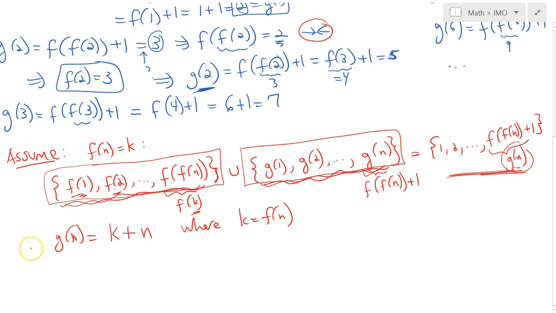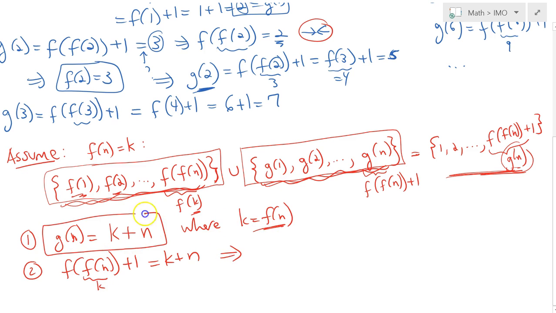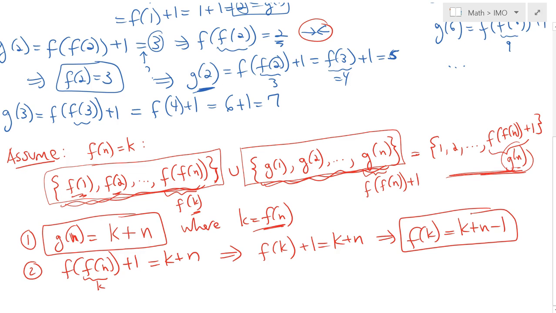So I have my first really nice formula, right? This formula is crucial for me, and this will enable me to find a new formula. So let me call it formula 2. Notice that from the first one, we get g of n is equal to k plus n. But if I replace g of n with its definition, f of n plus 1 is equal to k plus n, and replace f of n with k, this gives me my second formula. So this is the first formula, g of n is equal to k plus n. And secondly, we would get f of k plus 1 is equal to k plus n, implying that f of k is equal to k plus n minus 1.